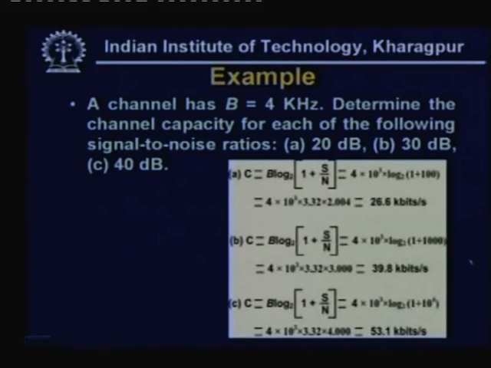So you see, as the signal to noise ratio gets higher and higher, we can achieve higher channel capacity. We get higher channel capacity for a higher value of signal to noise ratio.